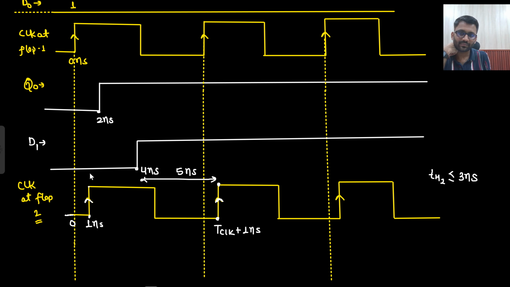Right? So tell me one thing. This time is T clock plus 1 nanosecond. Say yes or no? T clock plus 1 nanosecond. This should be greater than or equal to what? 4 plus 5, 9 nanosecond. Do you agree to this point? Are you understanding this point or not?